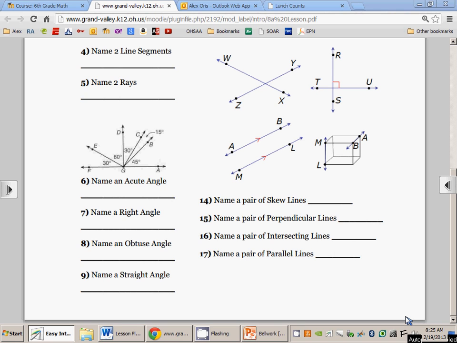Gabby, what's skew lines? Page 18 in your booklet. Lines that lie in different planes that are neither parallel nor intersecting. Very good. Skew lines, I think what's really important to remember is they don't meet.